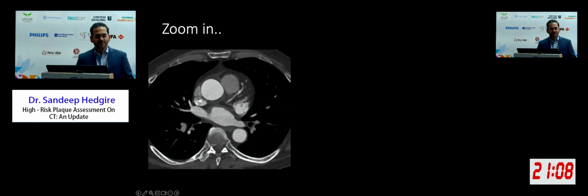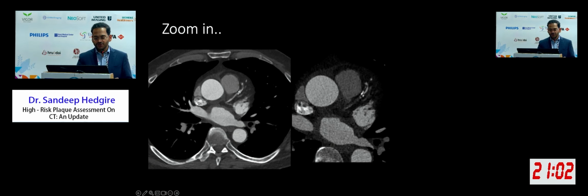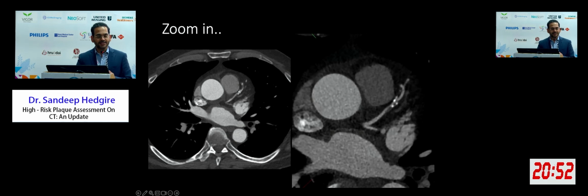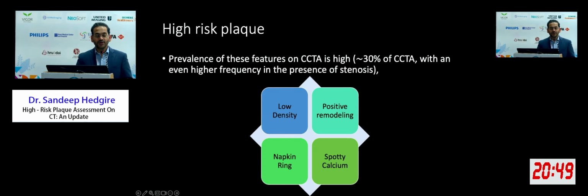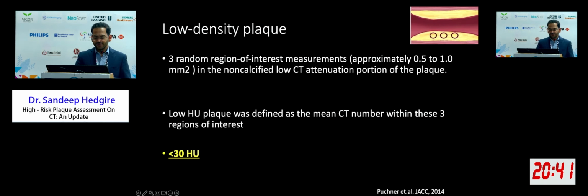Next, I want to emphasize that when you are looking at high-risk plaque, do not look at a large field of view image. Please make sure you zoom in on the image and do a multiplanar review of the coronary plaque to assess whether or not there is high-risk plaque present, like in this situation. There are 4 high-risk plaque features that I will be talking about. These are low-density plaque, positive remodeling, spotty calcium, and napkin ring sign.